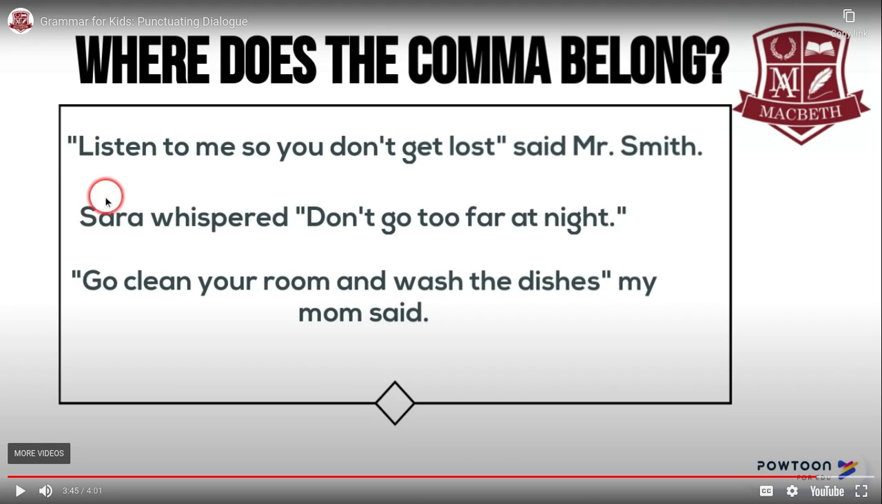All right, Sarah whispered, "Don't go too far at night." The dialogue tag is in the front. And so our comma is going to go right here after the word whispered. And then our last one, "Go clean your room and wash the dishes." This is the dialogue tag at the end. So our comma is going to go here after the word dishes.